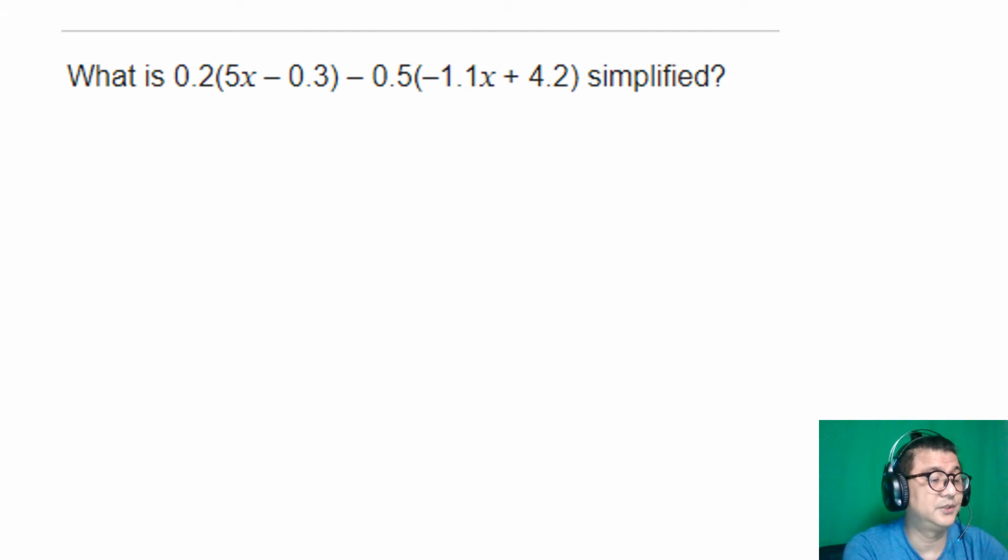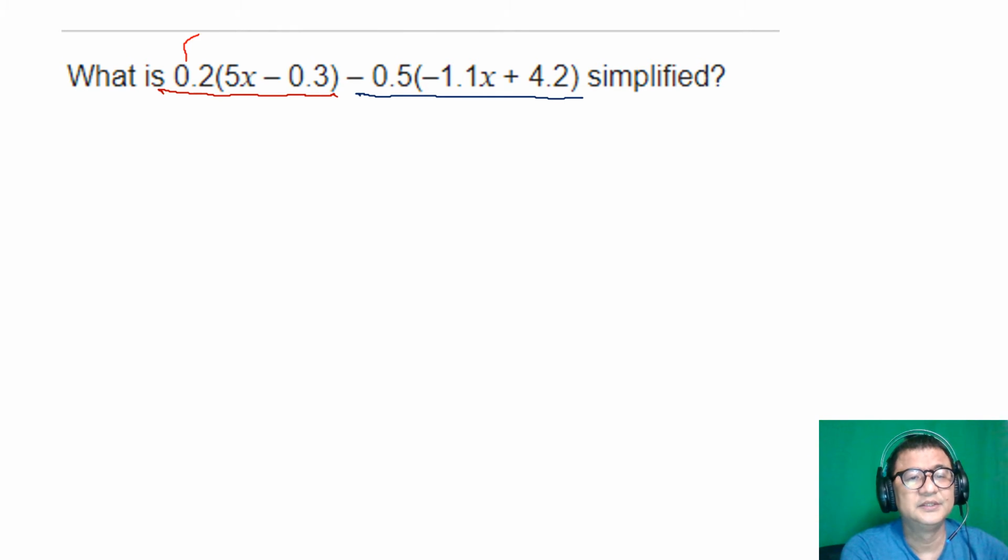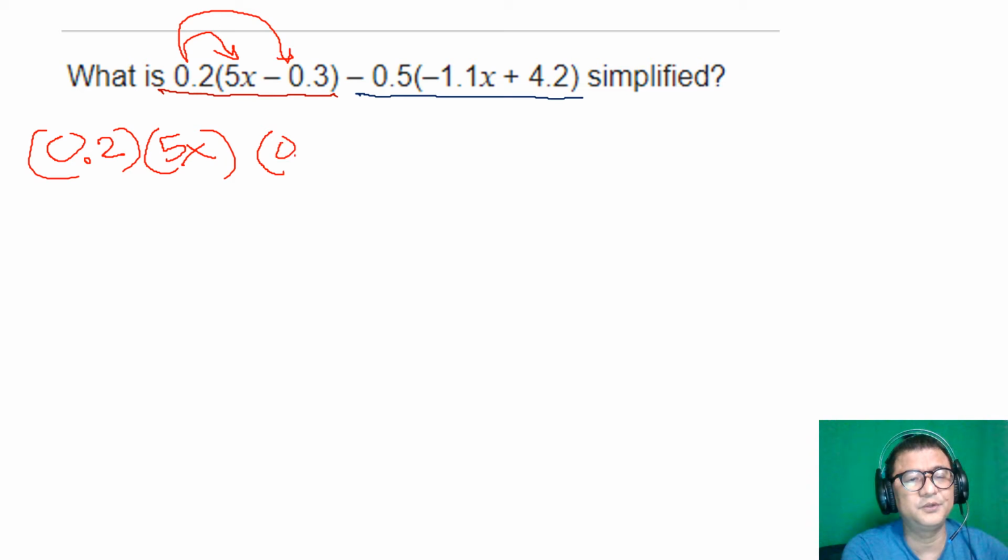Okay, so now we will also do our distributive property again. So, but if you look at the original expression, there is the first part of distributive and another part of distributive. So, let's start with the first part, 0.2 times 5x, right? The second part, let's do that. So, that's going to be 0.2 times negative 0.3. Okay. Then we will add that later.